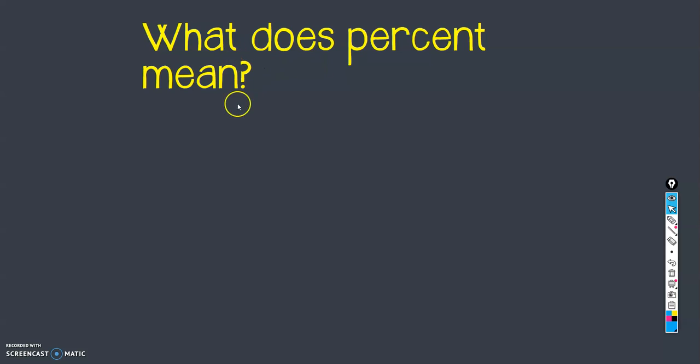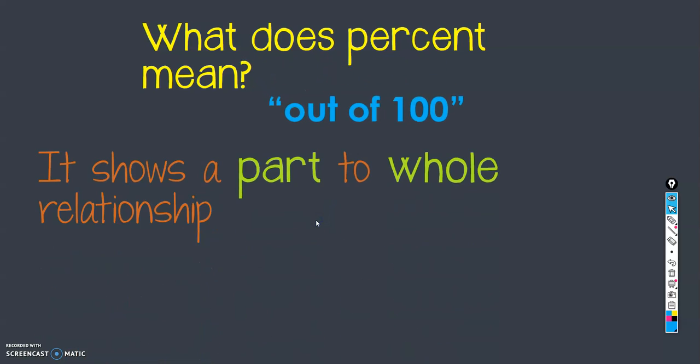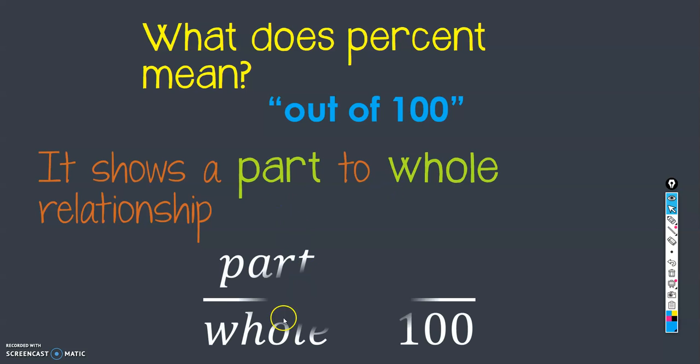Just a quick review. What does a percent mean? And hopefully you said, oh, it means out of 100. And there you go. Exactly. It means out of 100. Percent also shows a part to a whole. So if I was looking at this, and hopefully you're familiar with seeing something like this from our ratios, the part over the whole, the is over the of.